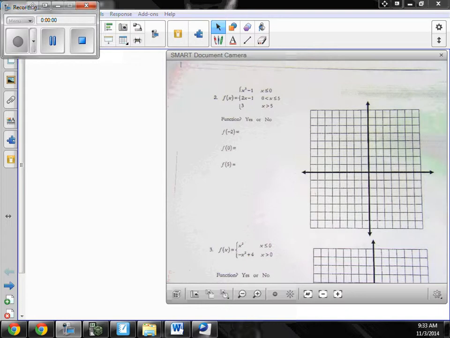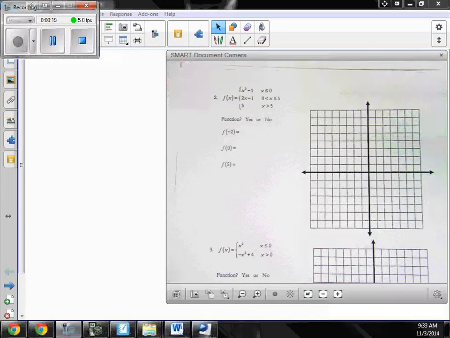These are just some piecewise functions I printed off. You won't find them on your worksheet, but if you can do this, then you can do all the work on the worksheet. So this first piecewise function comes in 3 pieces. Each piece has an equation and a corresponding domain.